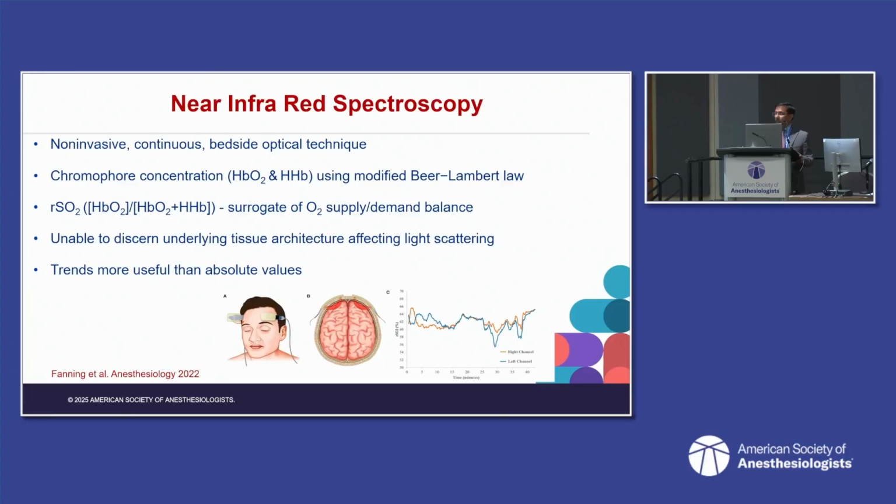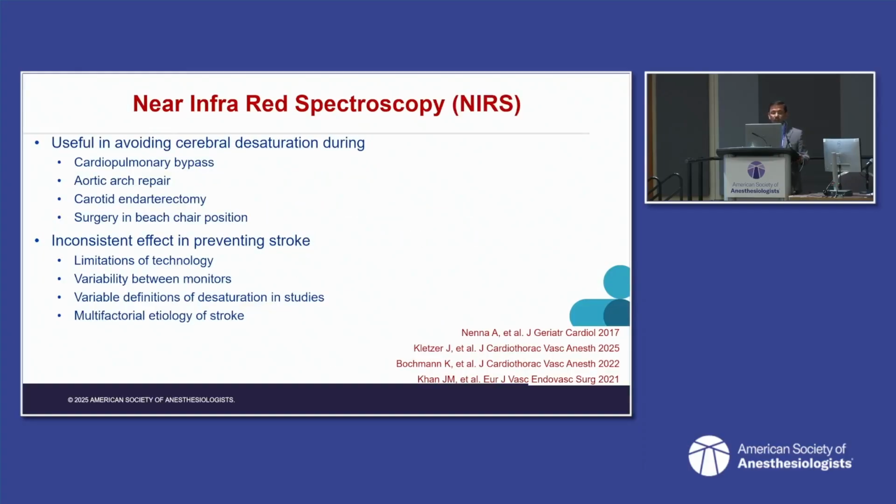Rather than focusing on an absolute decrease, a single value of reduction in cerebral oxygenation, it's more important to look at the trends in oxygenation values. So near-infrared spectroscopy has been useful in identifying and then intervening upon cerebral desaturation events in a variety of surgical procedures: cardiopulmonary bypass, aortic arch surgery, carotid endarterectomy, and even some reports of surgery in beach chair position.